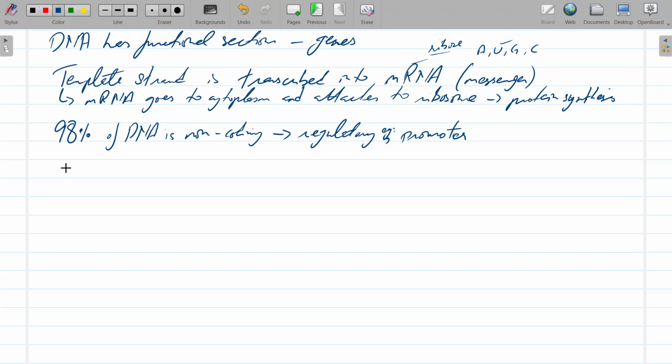So only 2% of DNA has codes for proteins. They've got codons for amino acids. And with that, we lead into chapter 2b6, which is DNA and protein synthesis.